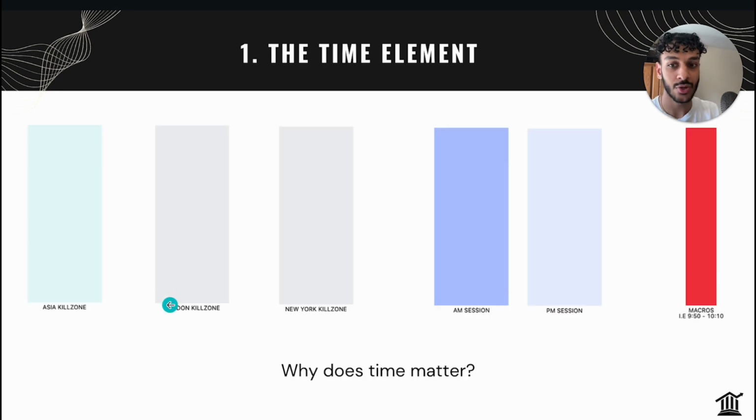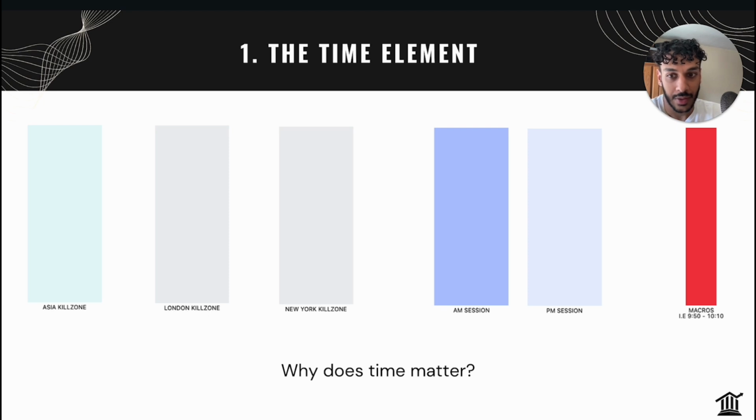So for example, let's say you become a London kill zone specialist. You know that there's pretty much only two possibilities, okay? You're either going to sweep Asia and expand, or you're going to leave Asia unrested and expand, or the London kill zone may consolidate. Okay, you really only have two functions, right?